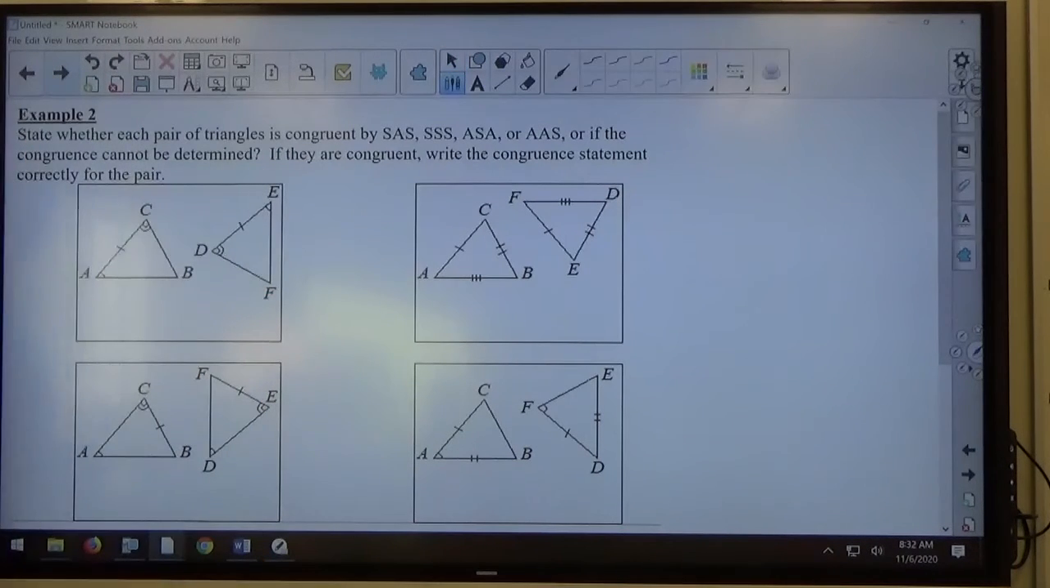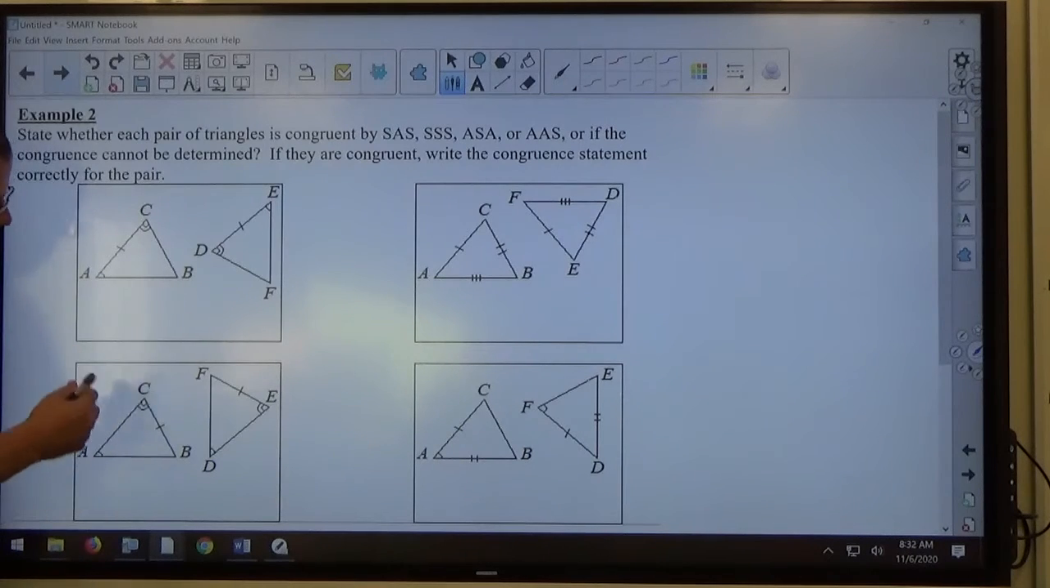Yesterday we only knew 2. So, state whether each pair is congruent by side angle side, side angle, or angle side. If the congruence cannot be determined, if they are congruent, write the congruent statement correctly for the pair. So again, this is the whole idea about the order of the letters. It's very important that we write them correctly when we're doing this.